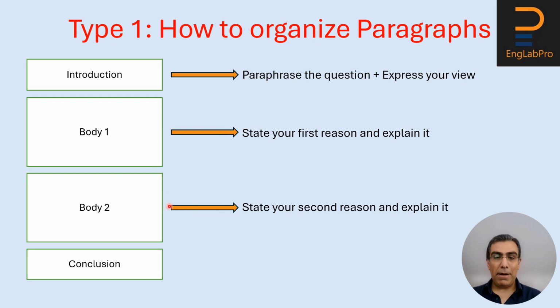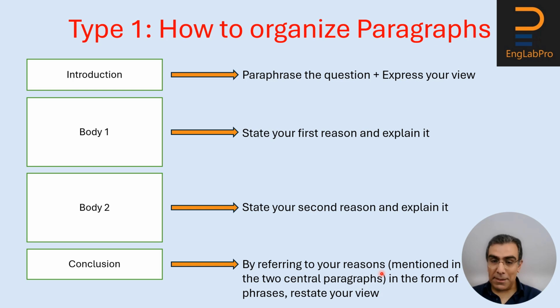Then you should have 2 body paragraphs. In each body paragraph, you should state 1 reason why you agree or why you disagree with the idea in the premise. And in the conclusion, by referring to your reasons in the form of phrases, restate your view. I mean, you had 1 reason in body paragraph 1 and 1 reason in body paragraph 2. You should make them 2 small phrases. You should say, because of A and B, I agree or I disagree with the idea of whatever that is actually mentioned in the question. We're going to have an example on the next slides. You will see how this is actually done.